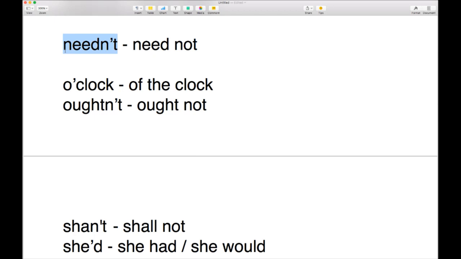Okay, so must have. We do pronounce that T and make sure that V is the bottom lip, top teeth. Must have. Sounds like mustard. Slightly different. Okay, so this is a very common one. And I don't think there's a problem with writing this down formally.